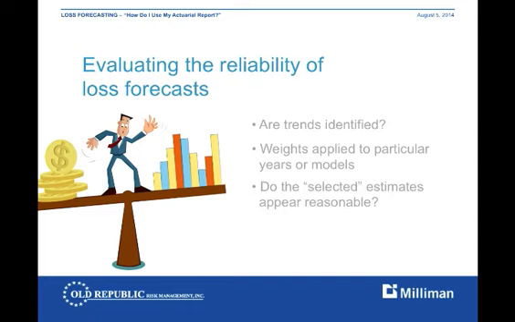Check to see if the selected estimates look reasonable. If you notice that an actuary is always selecting the highest method or the lowest method, the final result might be overstated or understated.